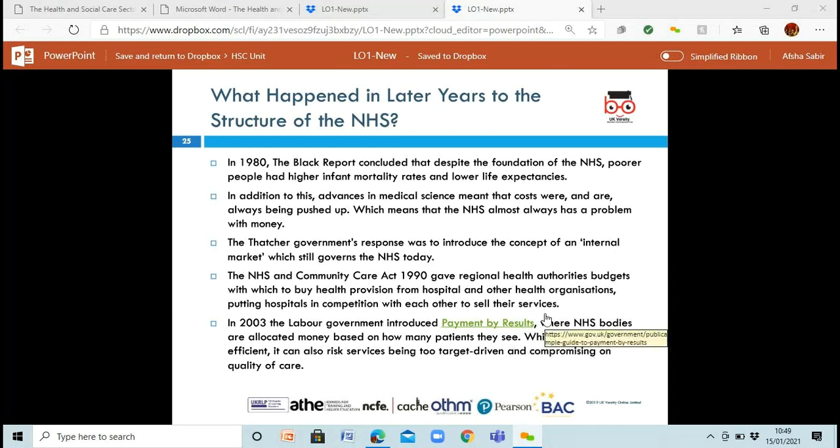Yep, that's fine. And then in 2003, the Labour government introduced payment by results. It's where the NHS bodies get given a certain amount of money, but it's based on how many patients they actually see. So it's cost efficient, and it also risks services being too target driven. So it's like having a high turnaround of patients, but the care might not be given that they actually deserve.